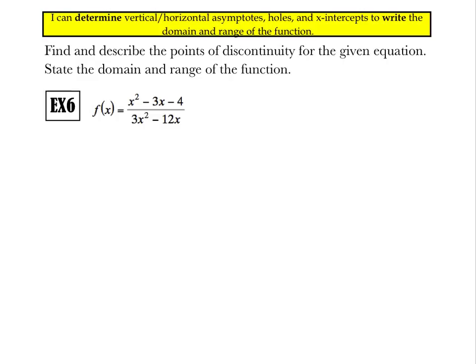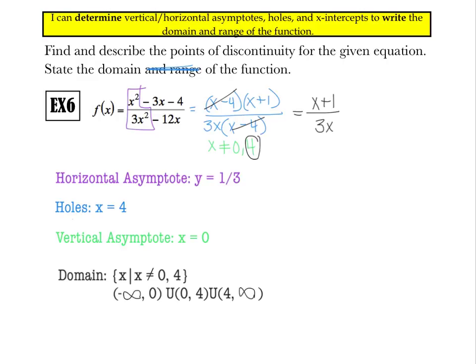Go ahead and pause the video and see how you do. Alright, so for horizontal asymptotes, I got y equals 1/3. For holes, I got x equals 4. For vertical asymptotes, I got x equals 0, and then the domain would be all x's such that x cannot be 0 or 4, or this would be it in interval notation. So if you got that, go ahead and skip to the next slide. If not, I'll explain it now.